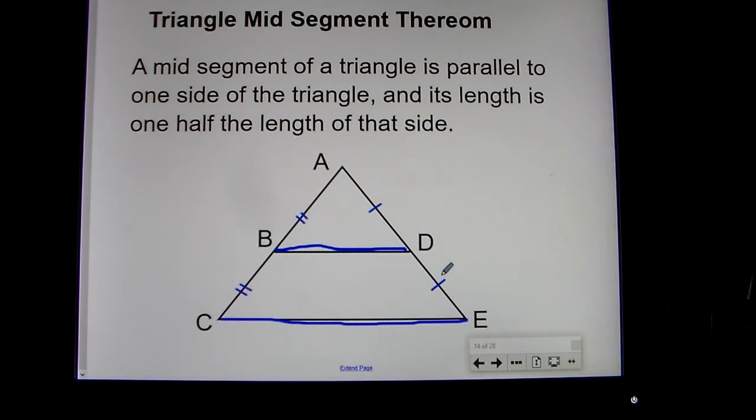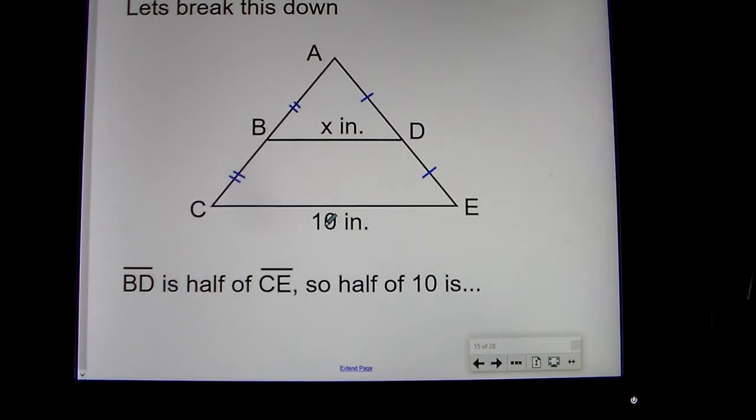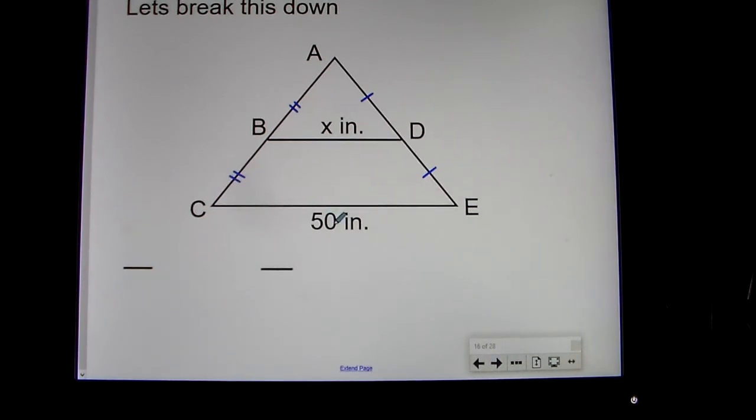So, when this is chopped in half, so D's in the middle and B's in the middle on this side, that means this length, BD, is half the length of CE. So if CE was 10, half the length would be 5. So BD would be 5. If CE was 10x, BD would be 5x, because half of 10x is 5x. That's what this is saying here. So if this is 10 inches, x would be 5 inches. If this is 50 inches, x would be 25 inches.